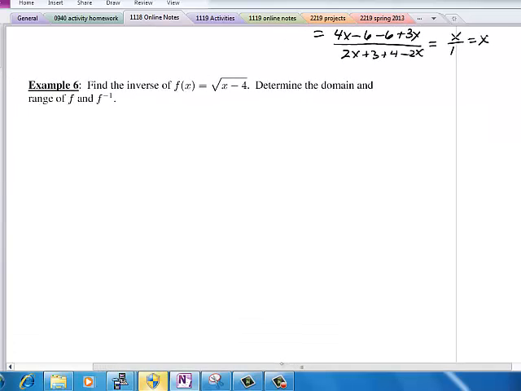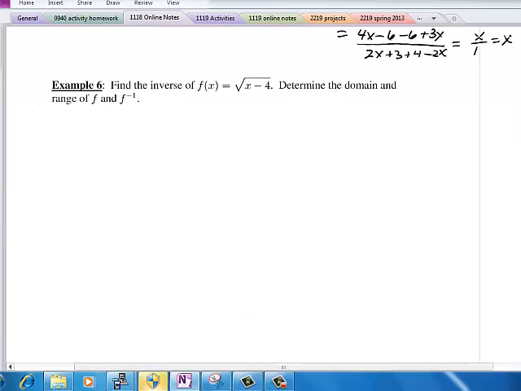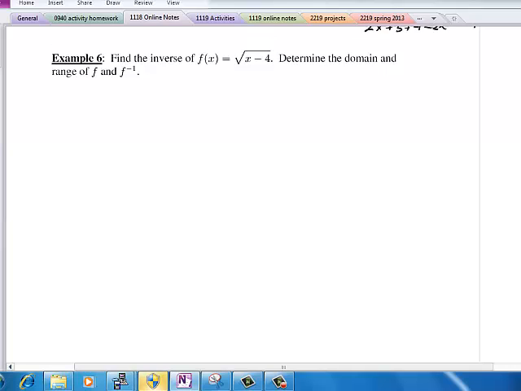I tried to choose examples that are a little more complicated than some of those we did in intermediate algebra. So in that one, just the fractions made it a little more complicated. Here, the idea of restricting domains is going to make it a little more complicated. So in example 6, we want to find the inverse of f of x equals square root of x minus 4. So we'll start the same way.